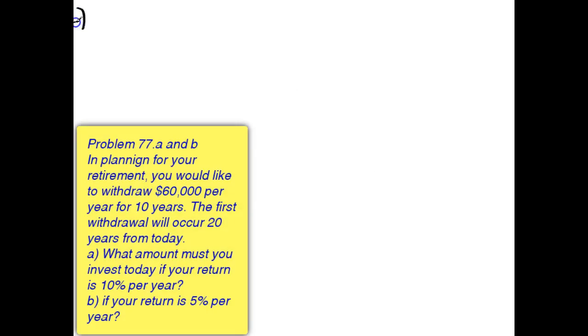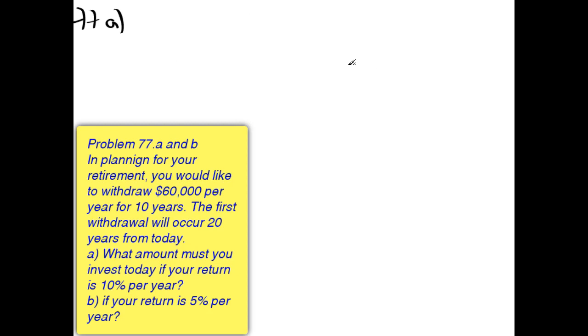The last problem we're going to solve in this video is problem 77, and we're only going to concentrate on A because it's a rather longer problem. The statement says, in planning your retirement, you would like to withdraw $60,000 per year for 10 years. The first withdrawal will occur 20 years from today. Now here it is very important to count the number of periods, and for that I'm going to make a diagram.